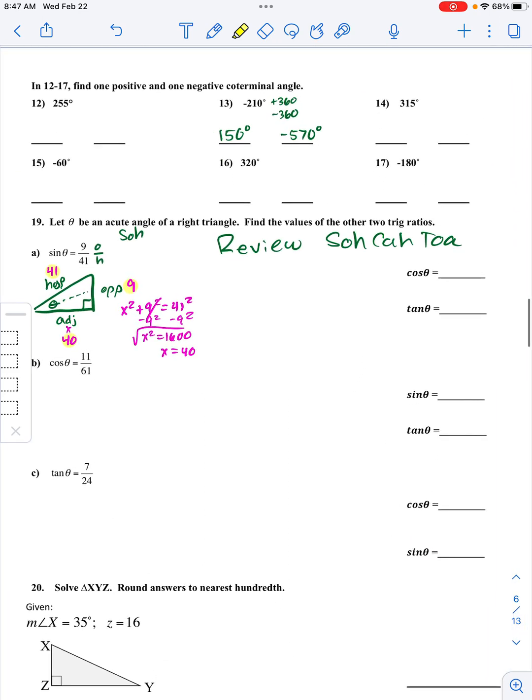So over here where it's asking for cosine, I think, okay, cosine is adjacent over hypotenuse. So I go to my picture, adjacent is 40, hypotenuse 41. And that does not reduce. Tangent, opposite over adjacent, so I go to my picture. Opposite is 9, adjacent is 40, that does not reduce. So the rest of these are just review of that SOHCAHTOA.